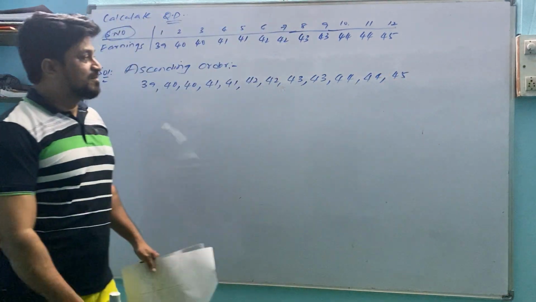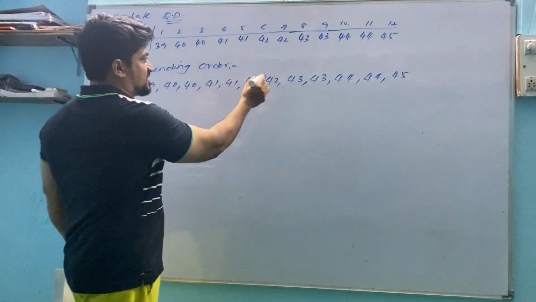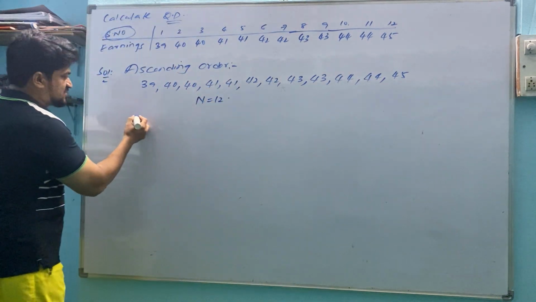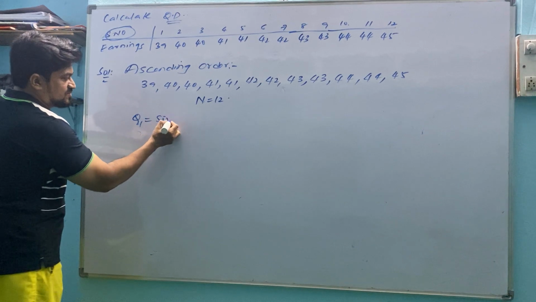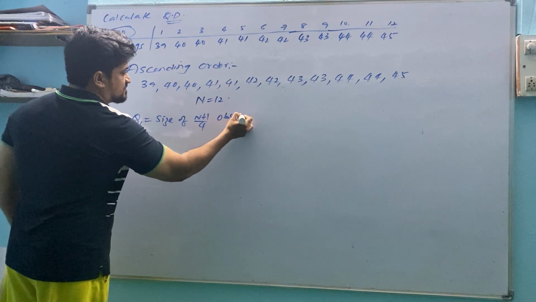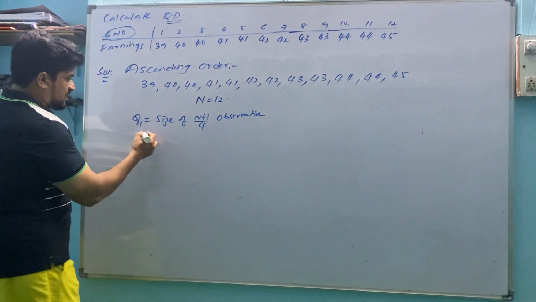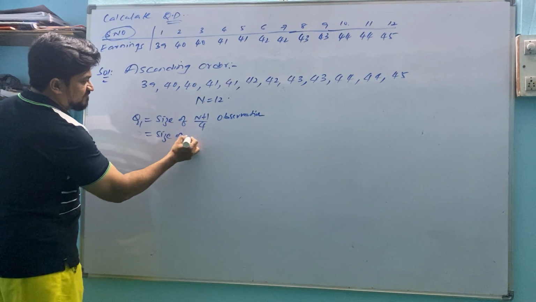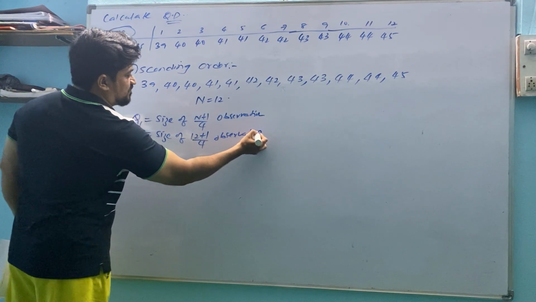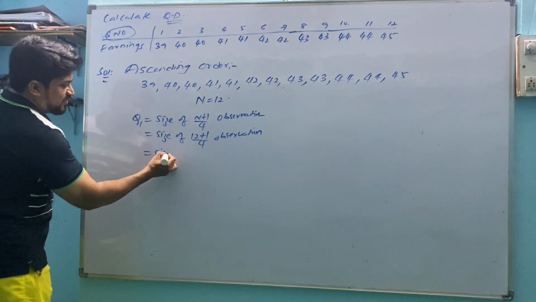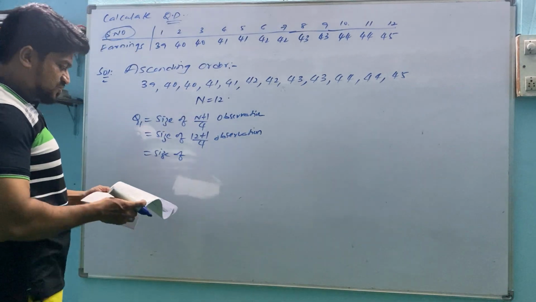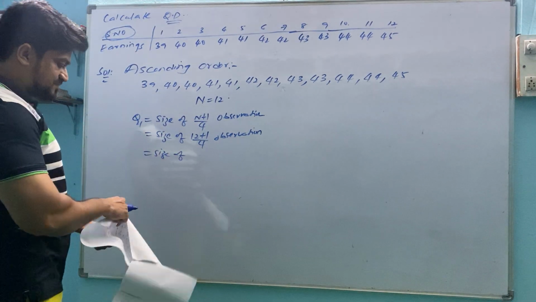Now count how many numbers are given to us: 1, 2, 3, 4, 5, 6, 7, 8, 9, 10, 11, 12. So n is equal to 12. First we will find Q1. Q1 is equal to size of n plus 1 by 4th observation. The n value is 12, so 12 plus 1 by 4th observation. Now you can use a calculator to calculate 12 plus 1 by 4. That is 13 by 4. I already calculated the value, so I just copied it.